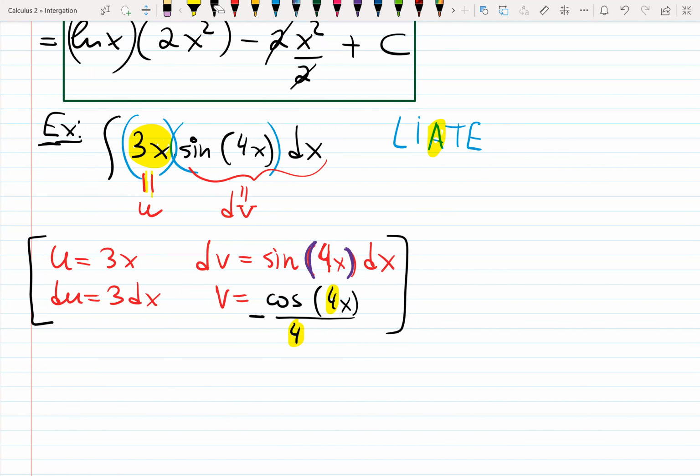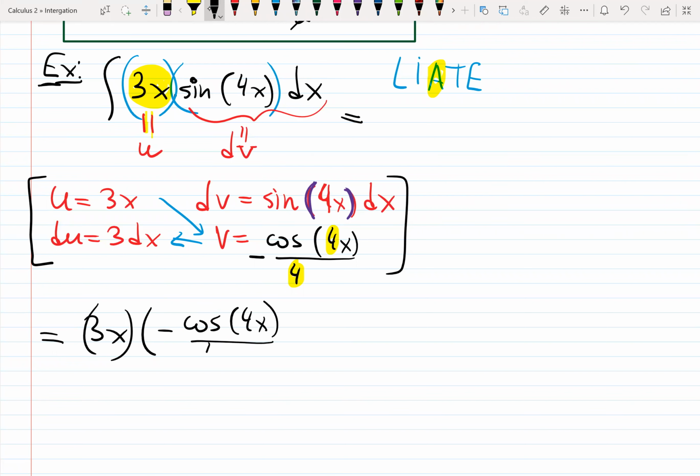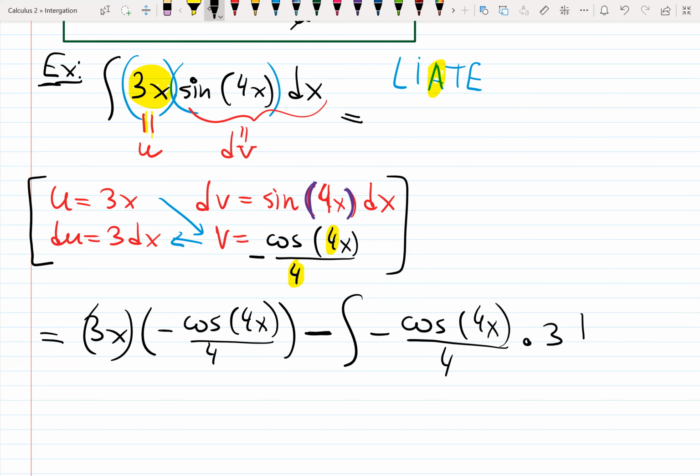Good. Cross, bottom, product. Cross, minus, bottom. Integration by parts, equal sign. 3x, that's u, times v, minus cosine 4x over 4, that's v, minus integral of bottom product, v and du. So it's gonna be repeat. But basically this v shows up twice. You just copy it right away, but this time inside of the integral times 3dx.